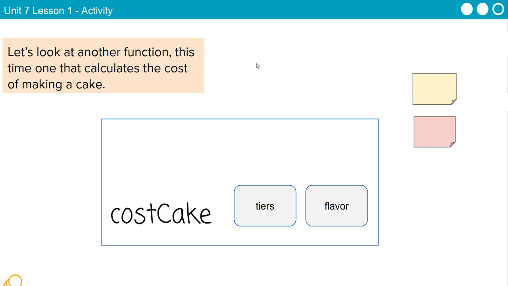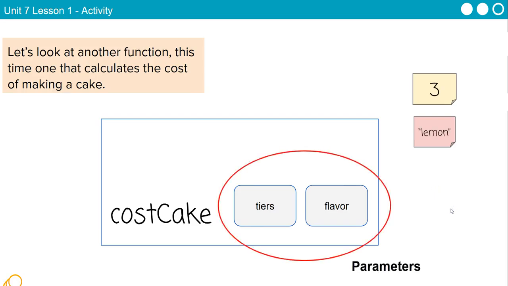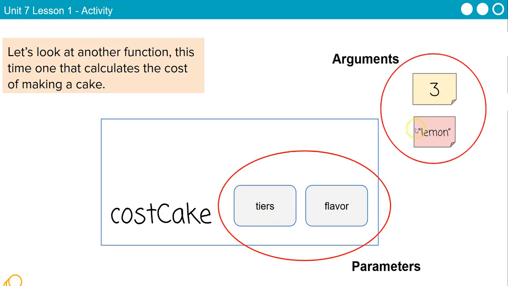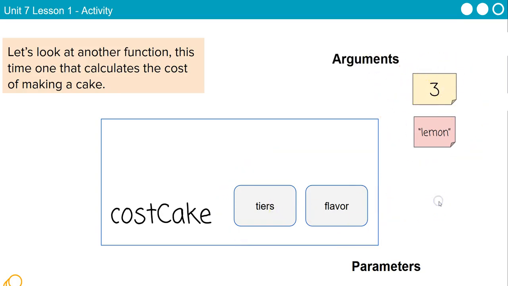So we're going to look at another function. This one is called cake cost. So this one's going to calculate how much a cake costs. And the cost is going to be determined by how many tiers I have to build and what flavor it is. So we're going to go back to 3 for tiers and lemon for flavor. Again, those are the parameters. These are the arguments, or those values that will be assigned to the parameters.